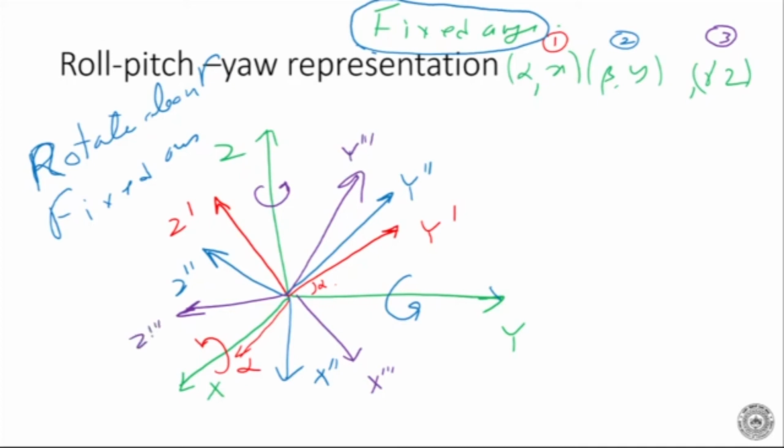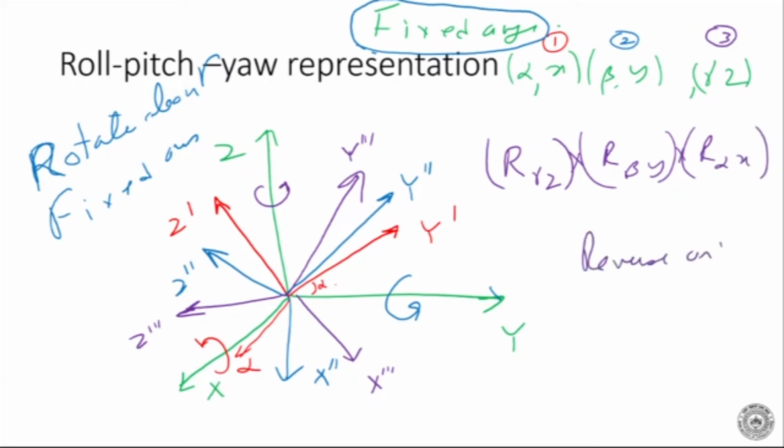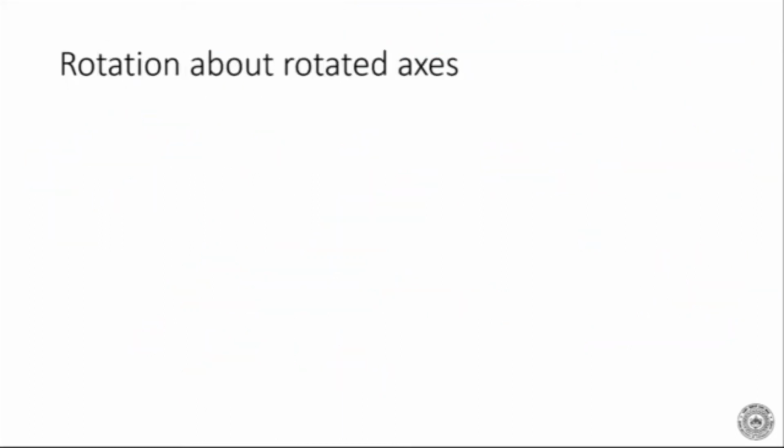Now, when I make the combined rotation matrix, I multiply R gamma into z, then R beta into y, then R alpha into x. So I reverse the order of multiplication. Please note this. This is called the fixed angle rotation, also called the roll pitch yaw rotation. Now you can also rotate about the rotated system, rotation about rotated axis. These are sometimes called Euler angles.